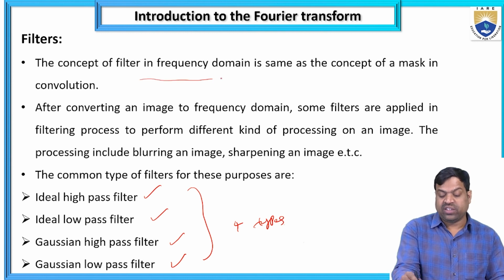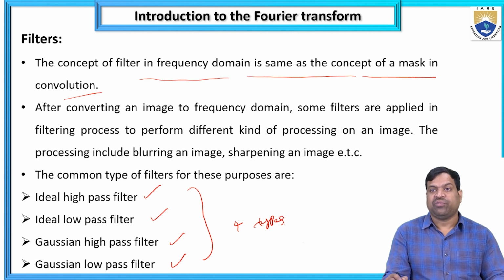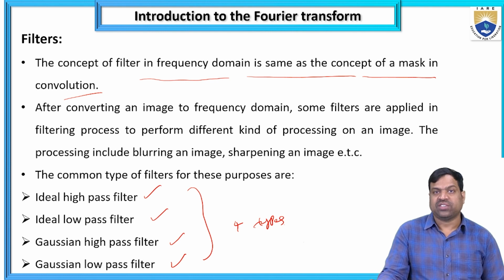So a filter in the frequency domain is the same concept as a mask in convolution. It is nothing but a mask; the mask technique is used in filters. After converting an image to the frequency domain, some filters are applied in the filtering process to perform different kinds of processing of an image, including blurring and sharpening. What are the common types of filters? Ideal high pass filter, ideal low pass filter, Gaussian high pass filter, and Gaussian low pass filter. These are the four types of filters used.